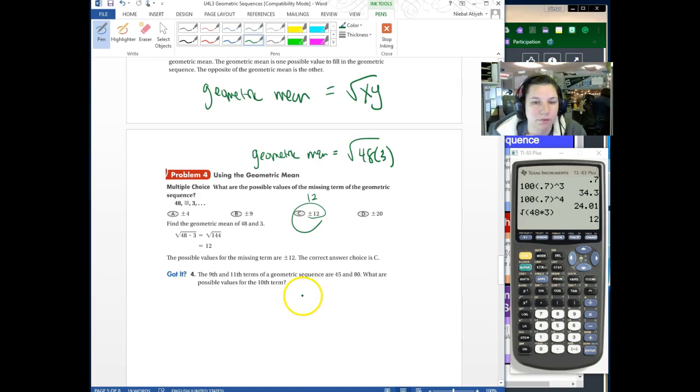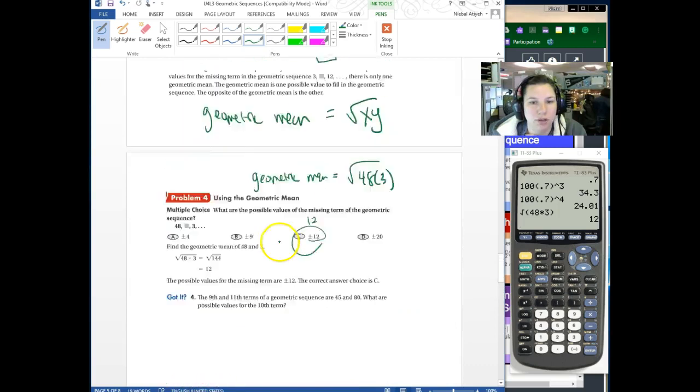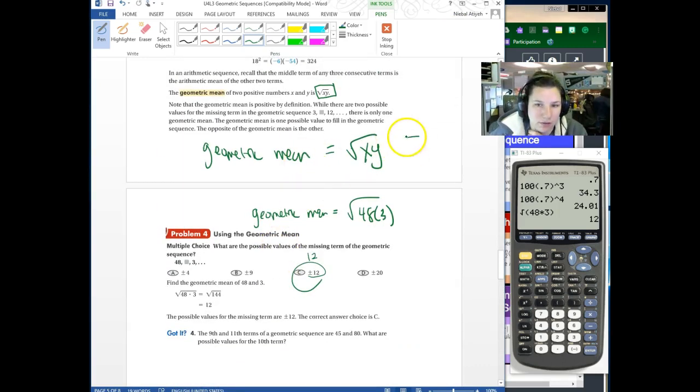Okay, and then there's one for you to try. Some extra practice, but be sure to add this to your formula sheet so that you can use it for your assessments.